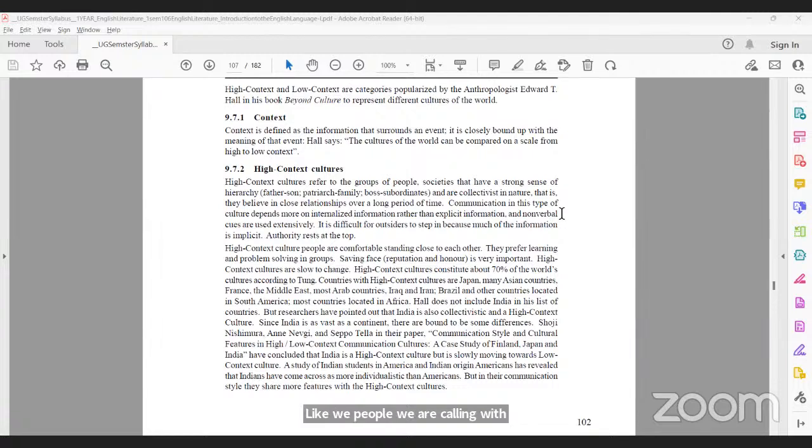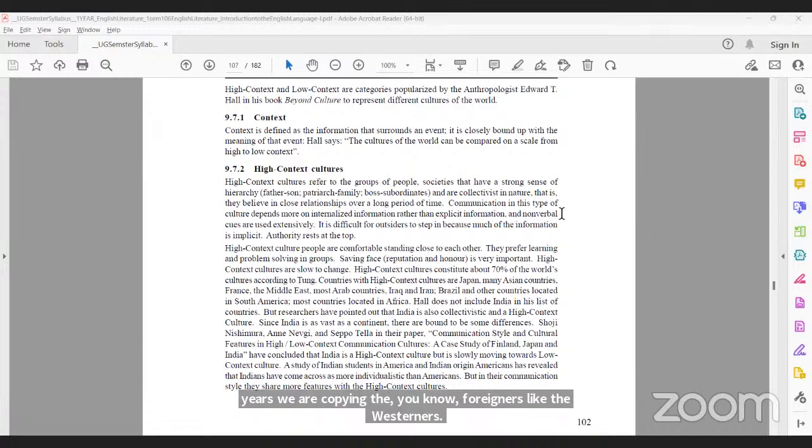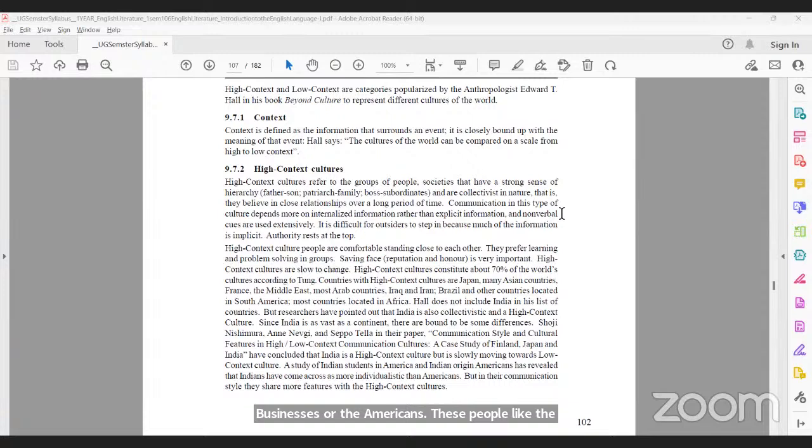like we people, we have been copying not only for the last 10 years, but for the last 1, 2 or 300 years, we are copying the foreigners, the westerners, Britishers or Americans. These people, like the Chinese, Japanese or Korean people, want to develop their own culture, and they do not want to change it. Whenever they do a particular thing, they want to do it in a group. They have certain criteria, like showing their respect.